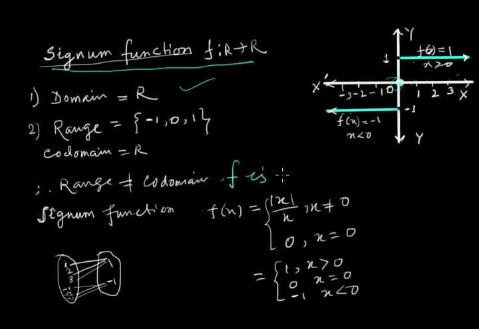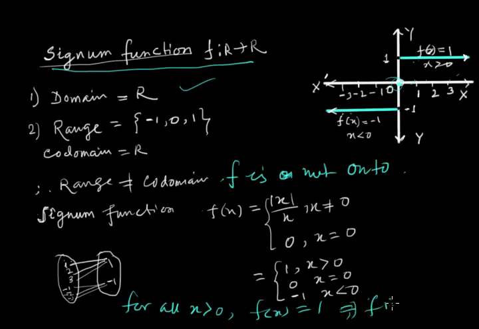So f is not onto. And also we see that for all positive values of x, the value of f(x) is 1, and for all x negative, f(x) is minus 1. Therefore, the function is not one-one. Okay, thank you.